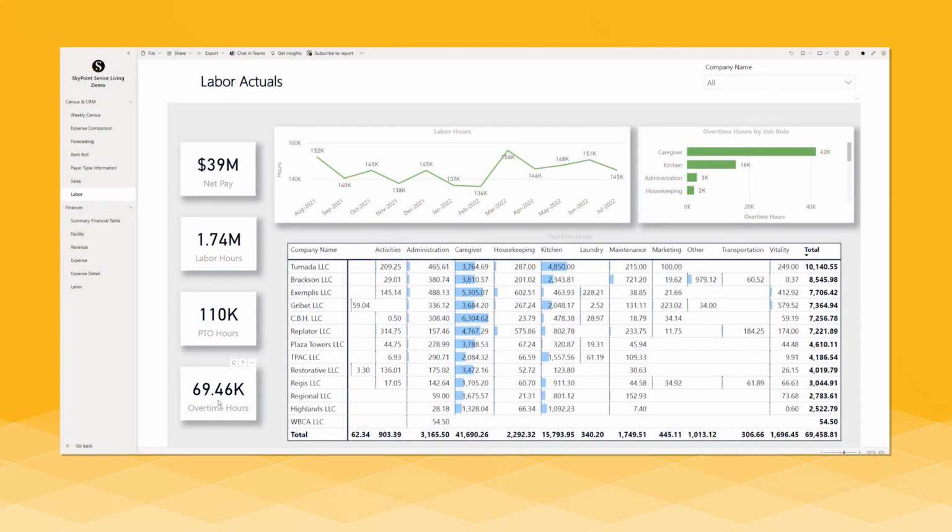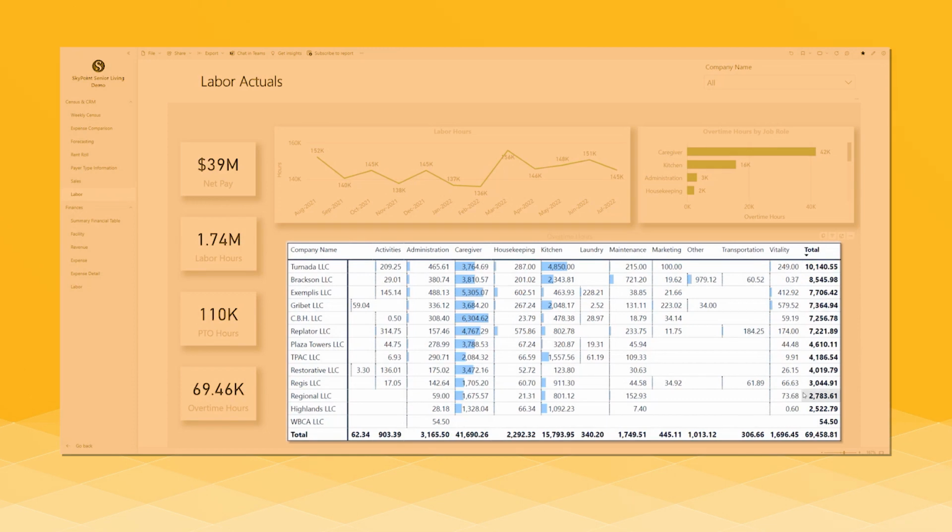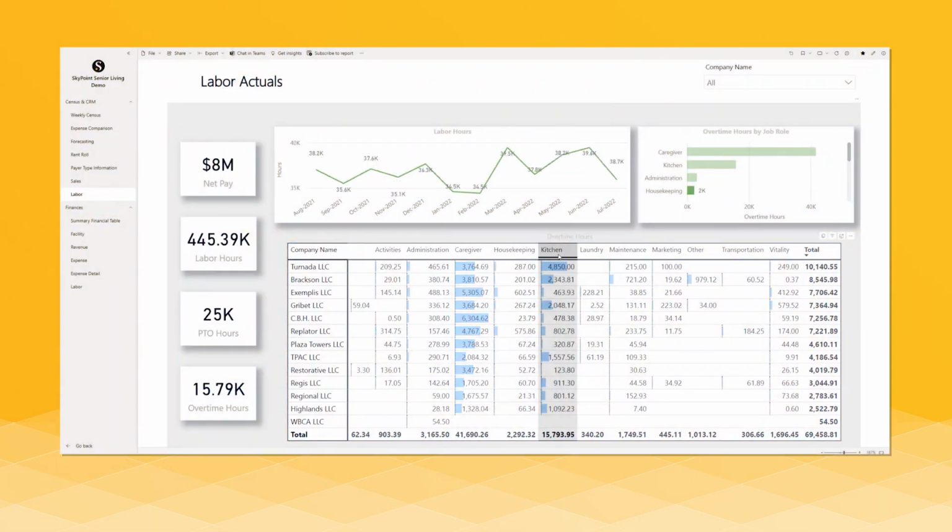Overtime hours are one of the most important KPIs, so this view helps visualize the community outliers so you can pinpoint improvement efforts. Here you can view the key sources of all of those overtime hours.